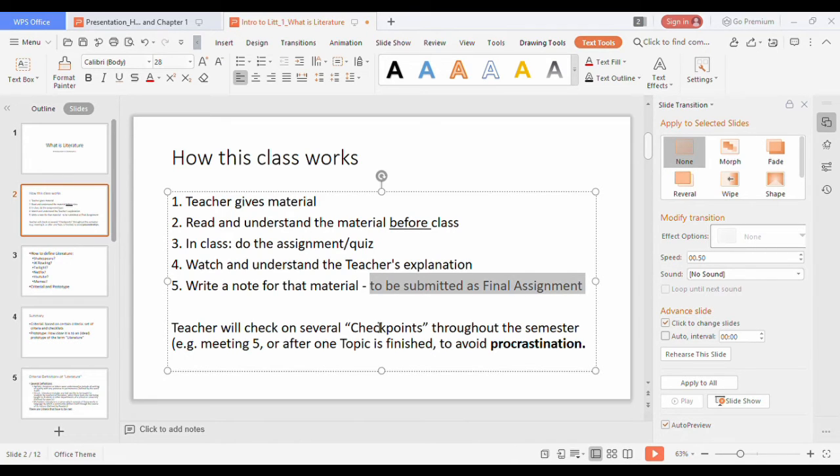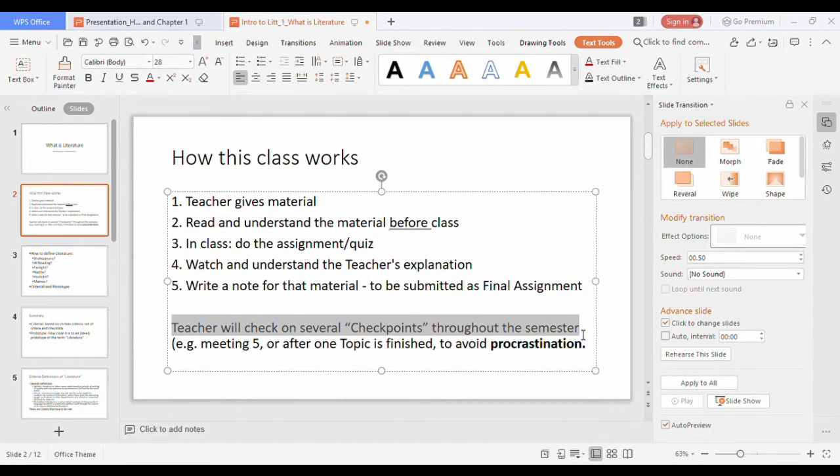I expect you to do it step by step. Every time we finish a topic, or every specific meeting, you need to write your notes. The teacher will check on these notes on several checkpoints throughout the semester.